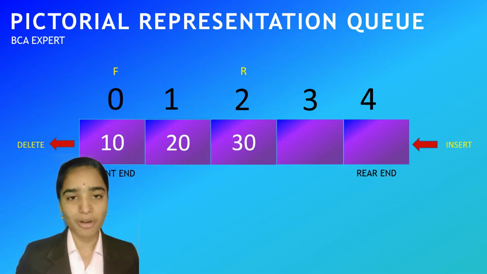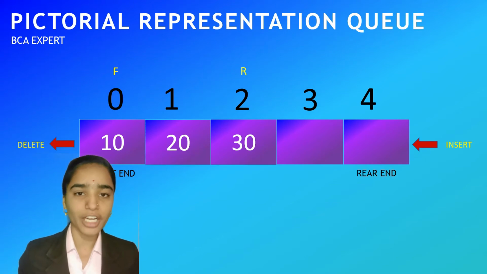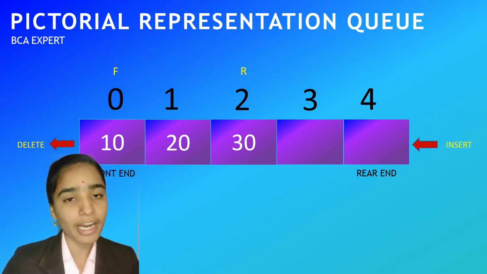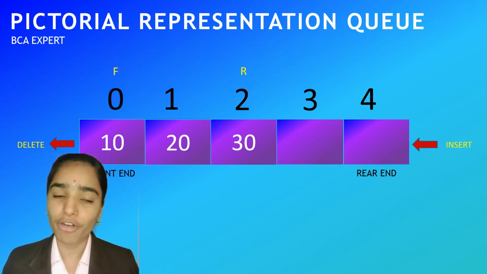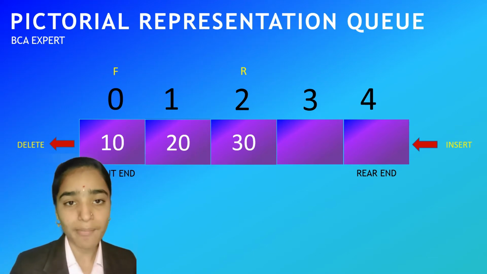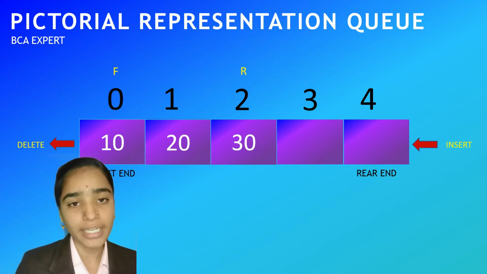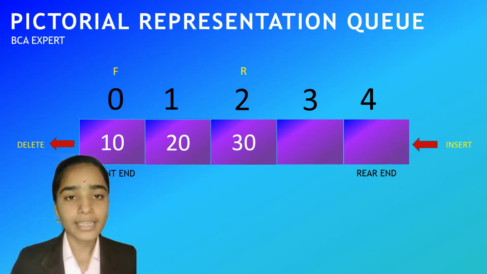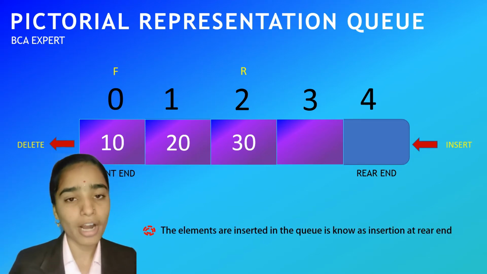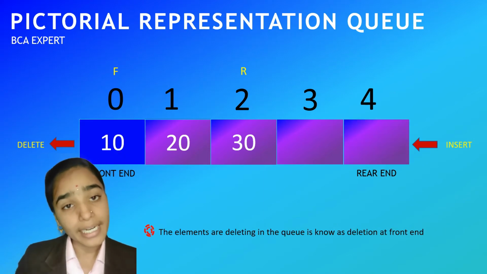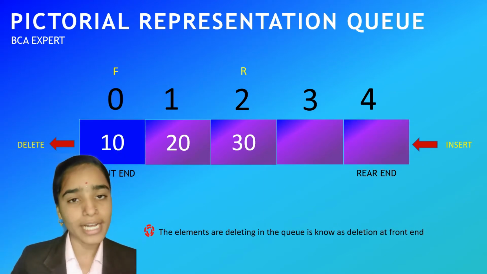Next we discuss the pictorial representation of the queue. Here the front end is denoted by F and the rear end is denoted by R. We insert elements in the queue like 10, 20, 13, etc. The elements are inserted at the rear end, and the elements are deleted from the front end.